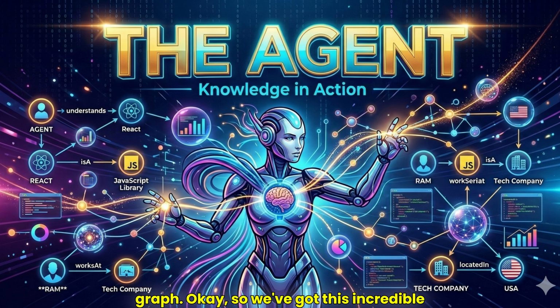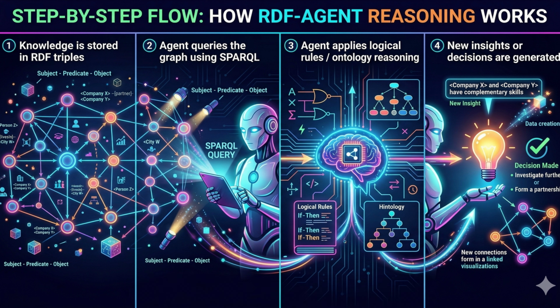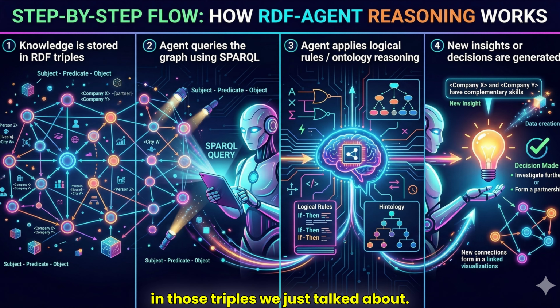Okay, so we've got this incredible brain of structured data. But a brain needs a mind to actually use it. And that's where the star of our show comes in, the RDF-Agent. This is the AI that actually operates on and reasons with that knowledge graph. The process is actually super clear and logical. First, all the knowledge is sitting right there in those triples we just talked about. Second, the agent uses a special query language called SPARQL to ask really specific questions. Third, and this is the absolute key, it applies logical rules. And finally, from those rules, it generates brand new insights.